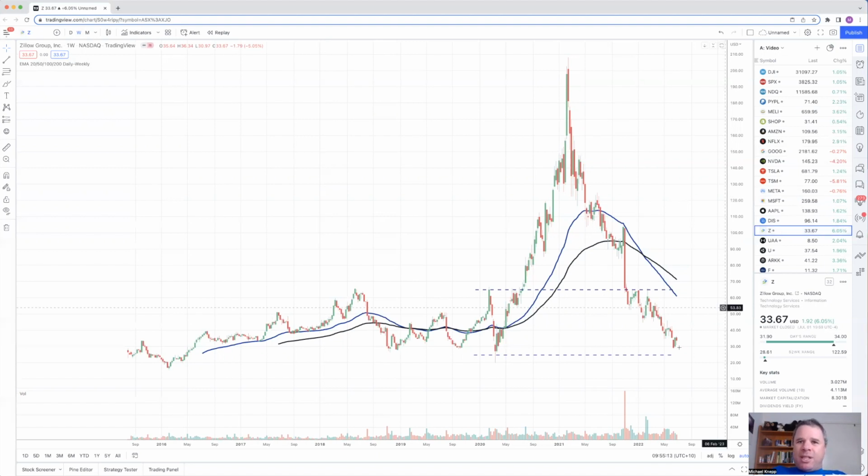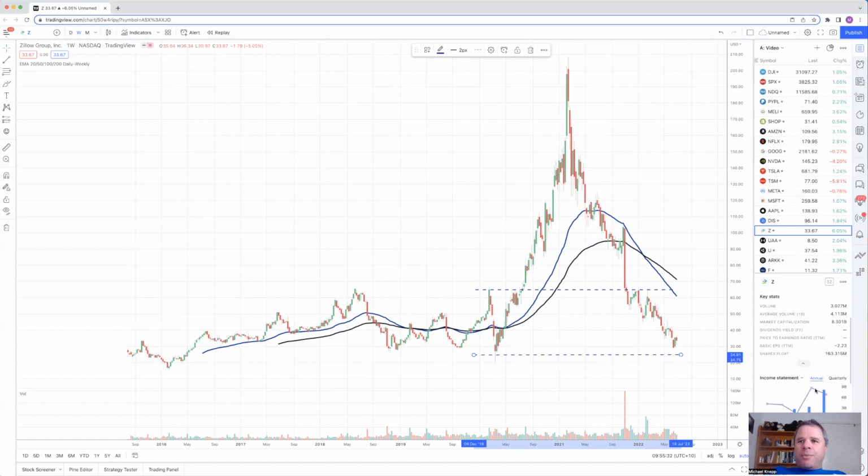One of the reasons I'm interested in Zillow Group is the share price is moving towards all-time lows, but at least a 5 to 6 year lows. If the share price falls below about $25, current share price is $33.67, we might see that all-time low being breached. Nice growth in revenue. So look at the annual revenue, really good growth in revenue from $1 billion to $8 billion, but the company has not been profitable during that time period.